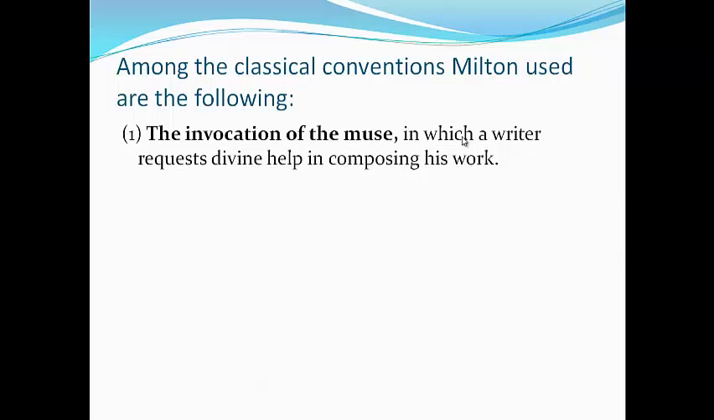Among the classical conventions, Milton used some of the following. First is invocation of the muse. This was the first and foremost thing, where all the poets use invocation of the muses, in which a writer requests divine help in composing his work.